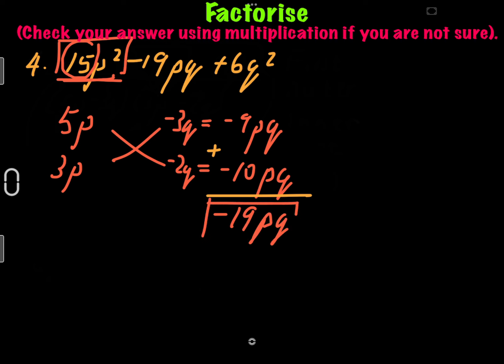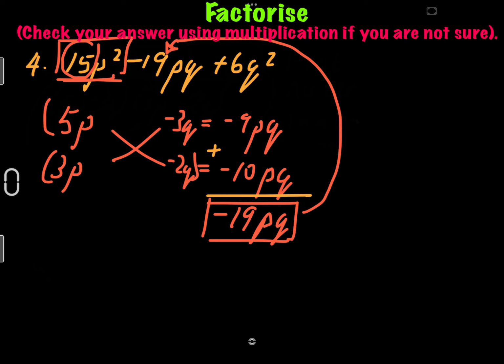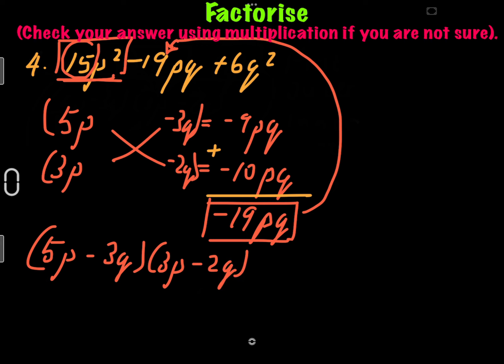Now because of that expression, which meets this term there, we can start deducing on that basis to say that 5p minus 3q multiplied by 3p minus 2q gives us 15p squared minus 19pq plus 6q squared.